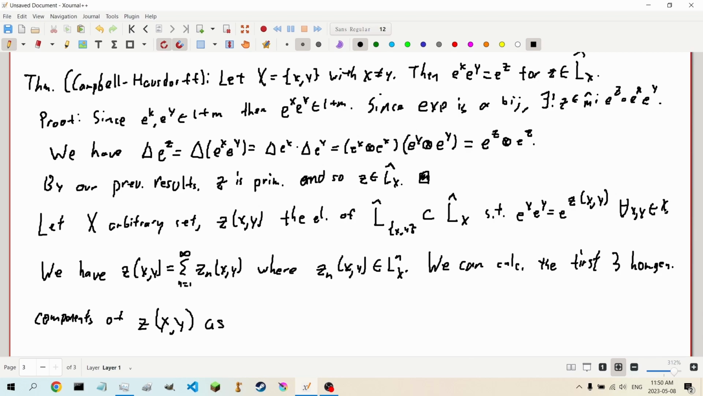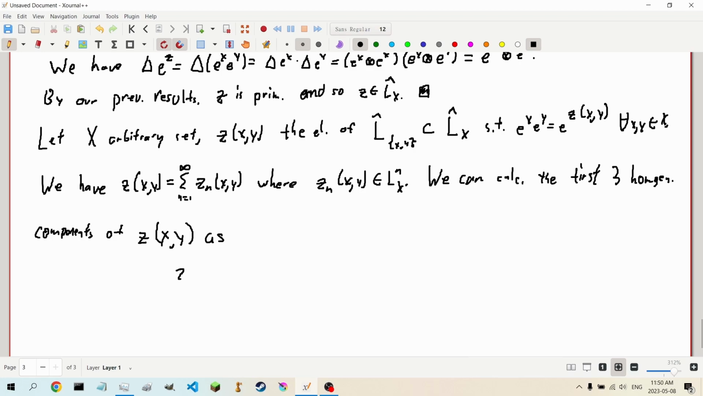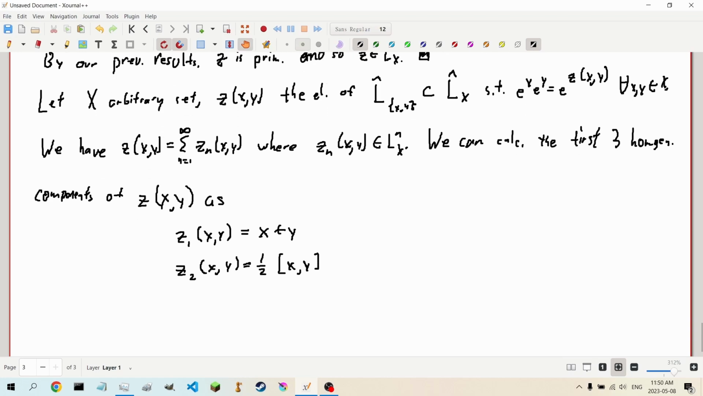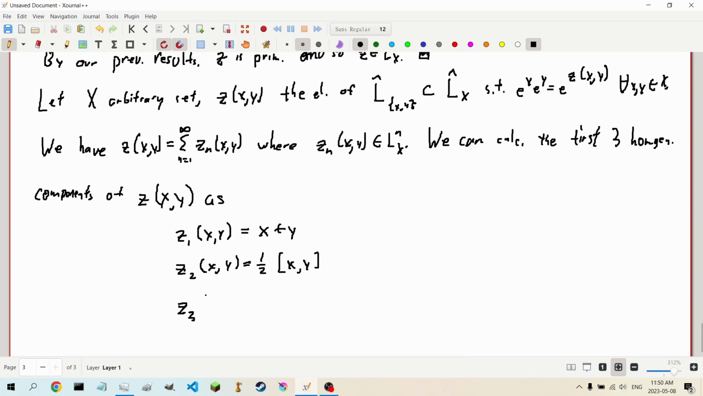They're on another page. z1 of x comma y is just x plus y. z2 of x comma y is half of the bracket of x and y, and z3 of x comma y, the commutator, is equal to 1/12 of the bracket of x with the bracket of x and y, plus 1/12 of the bracket of y with the bracket of y and x.